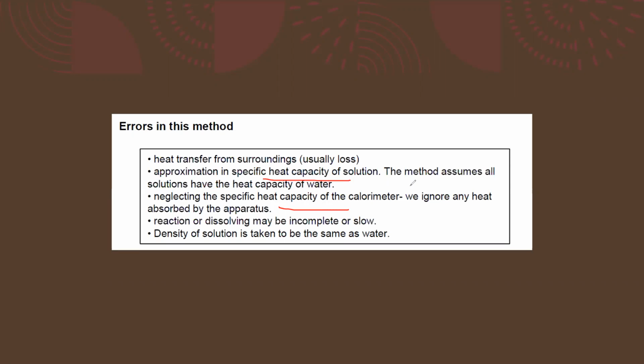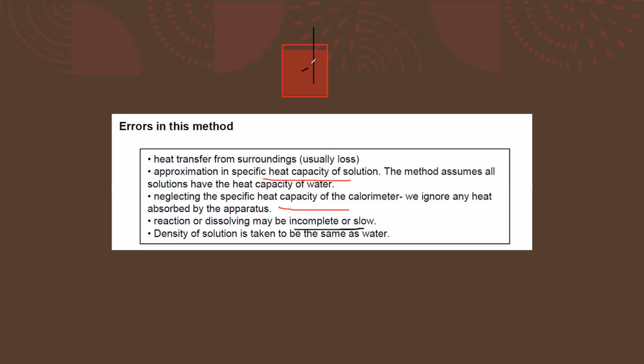We also neglect the specific heat of the calorimeter and ignore the heat absorbed by the apparatus. Even when we have a mixture and the solution, we place a thermometer inside, but we do not include that the thermometer will absorb energy. We neglect that the calorimeter absorbs energy. We neglect all these factors, and the reaction or dissolving may be incomplete or slow. So this reaction might be too slow, so it causes a temperature change, but maybe that is smaller than the least count of the thermometer, so it will not be accurate.